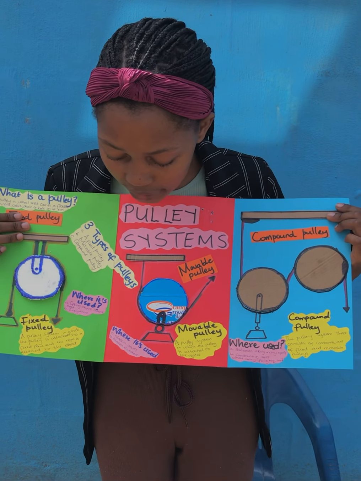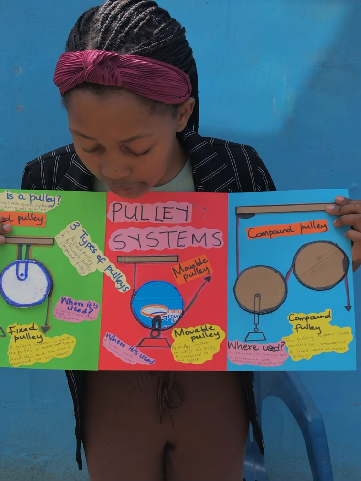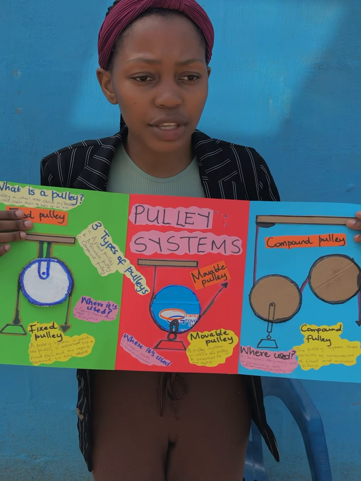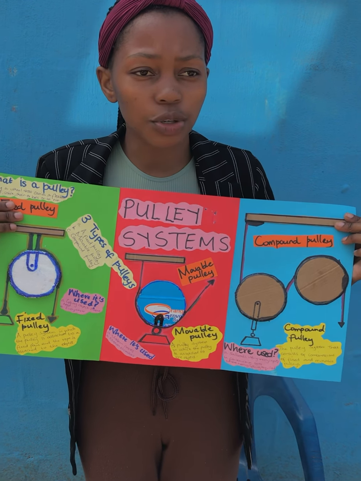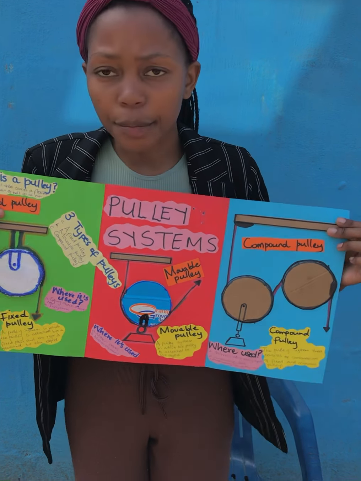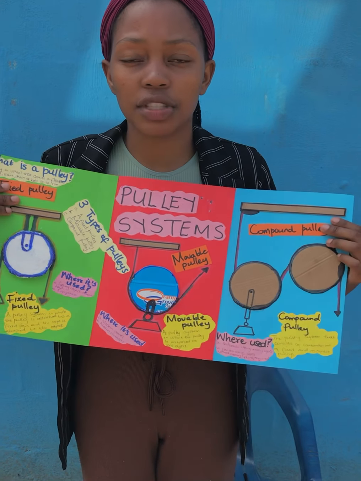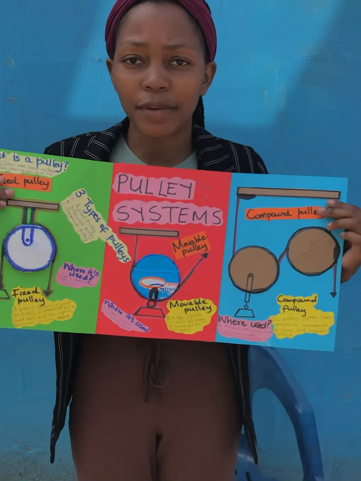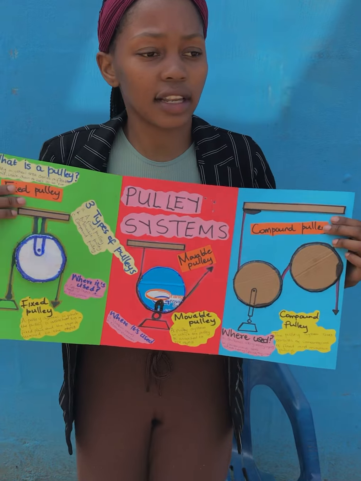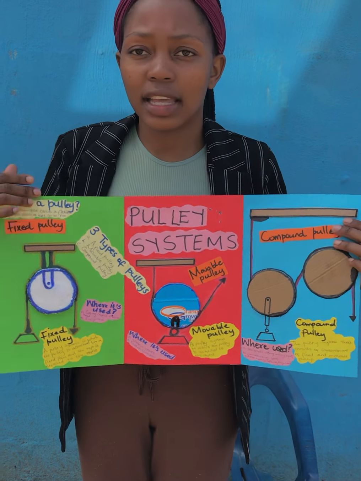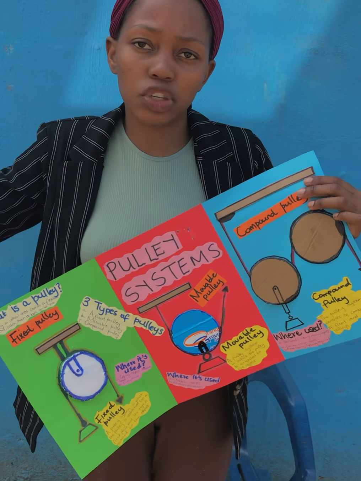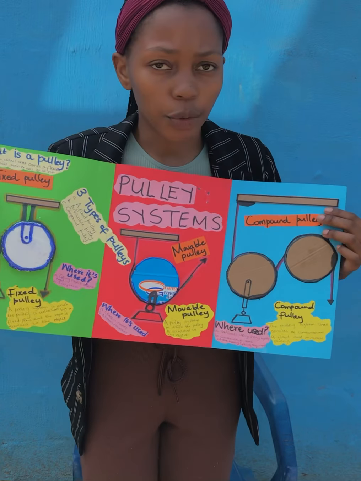And where are they used? They are used in cranes, and they are also used in modern elevators, as I have explained before about how this elevator thing works. When the elevator goes up, it means that the rope is being pulled downwards.